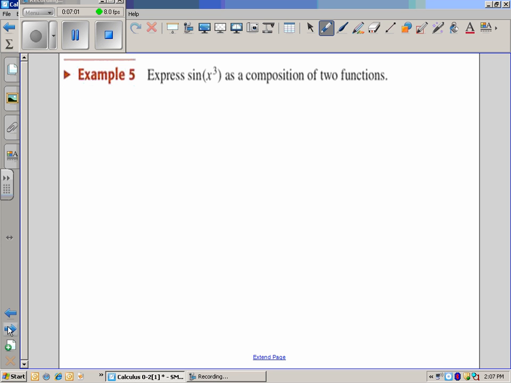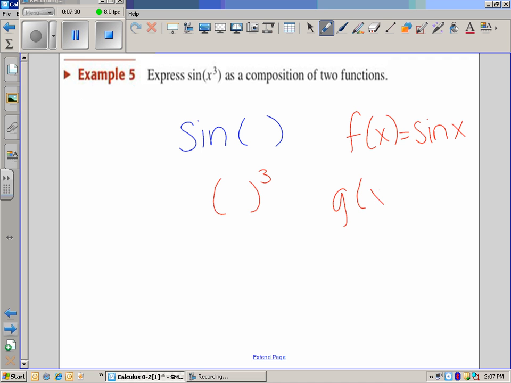All right, example 5, express sine of the quantity x cubed as a composition of two functions. First things first, when I look at that, what you want to see is two functions. That is the sine of something, and it is the something else cubed. So why not look at this as f of x is equal to sine x, and g of x is equal to x cubed. We can call it x, but in this case I just use parentheses. But that would give me f of g of x.